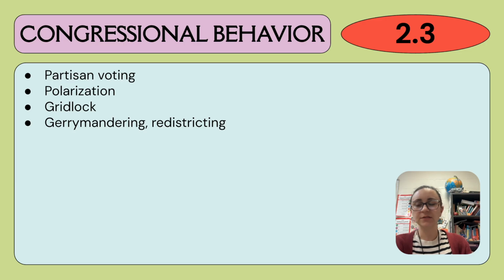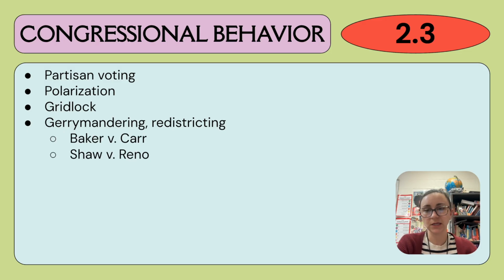Another thing to know about, not in relation to gridlock, another different note of congressional behavior, is gerrymandering and redistricting. You probably already learned about this in a previous class, and we're going to be talking about Baker v. Carr and Shaw v. Reno later on in the unit. Baker v. Carr and Shaw v. Reno are both gerrymandering cases that the Supreme Court has ruled on.